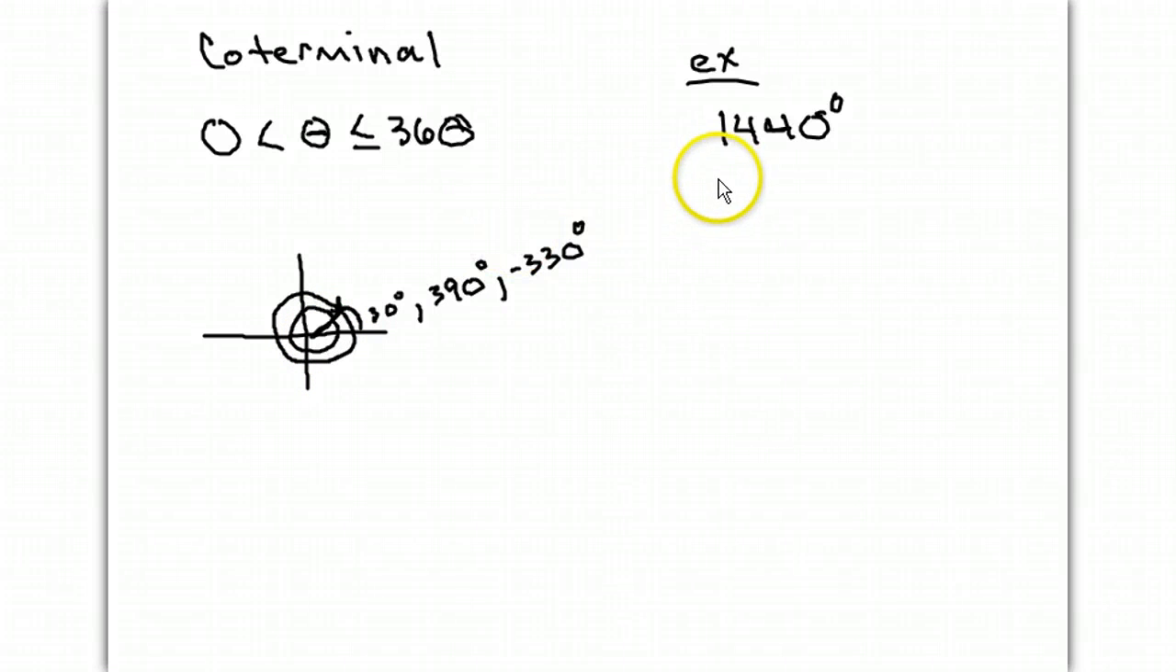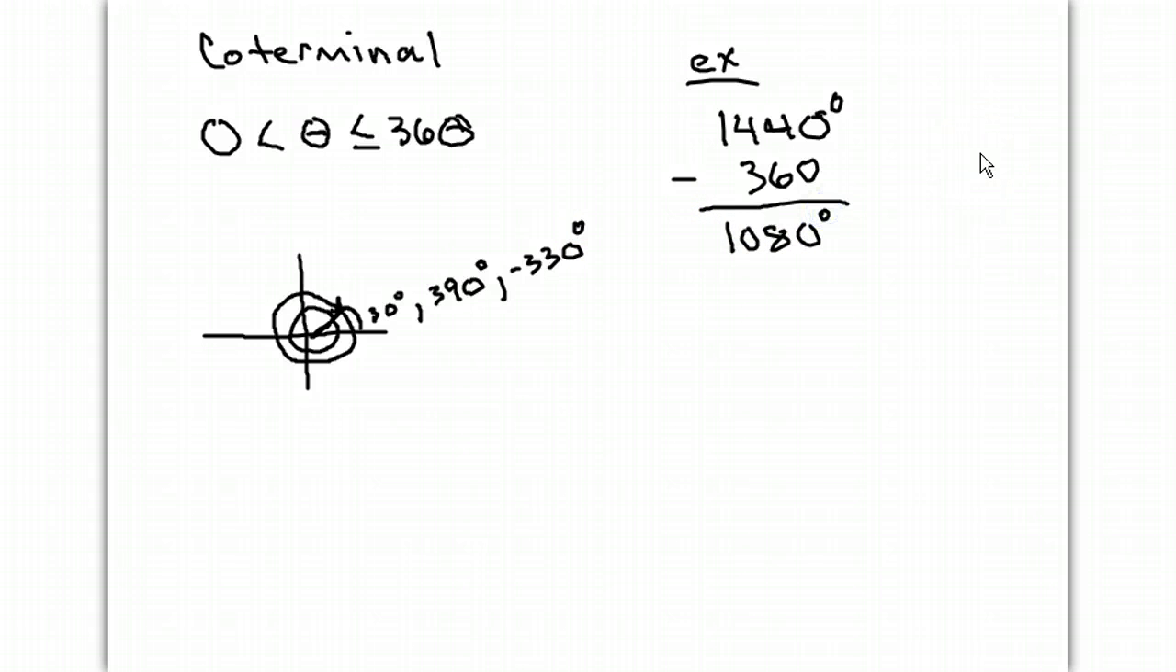So if you want a similar angle to 1440 that's between 0 and 360, which is a coterminal angle, to get it below, you have to subtract. In some instances you have to subtract, and in some instances you have to add. So we have 1440 minus 360. That will give us 1080, which is equivalent to 1440, but it's still not less than 360 and bigger than 0. So we take another 360 off.